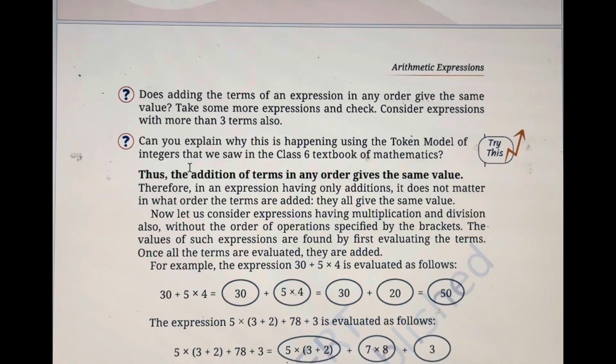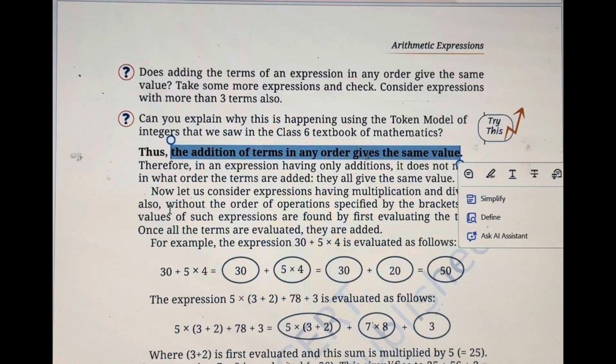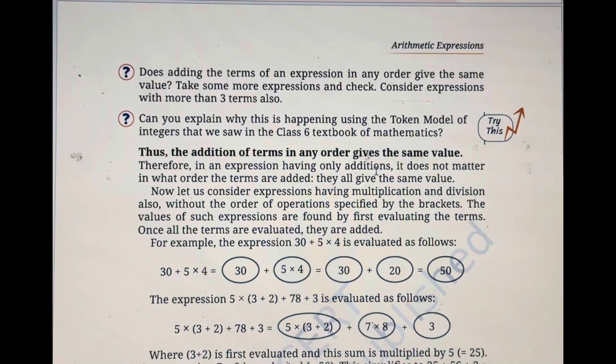We have explained it through the token model example, and this is our conclusion, that addition of terms in any order gives the same value, right? So therefore, in an expression having only addition, it does not matter in what order the terms are added, they all give the same value.